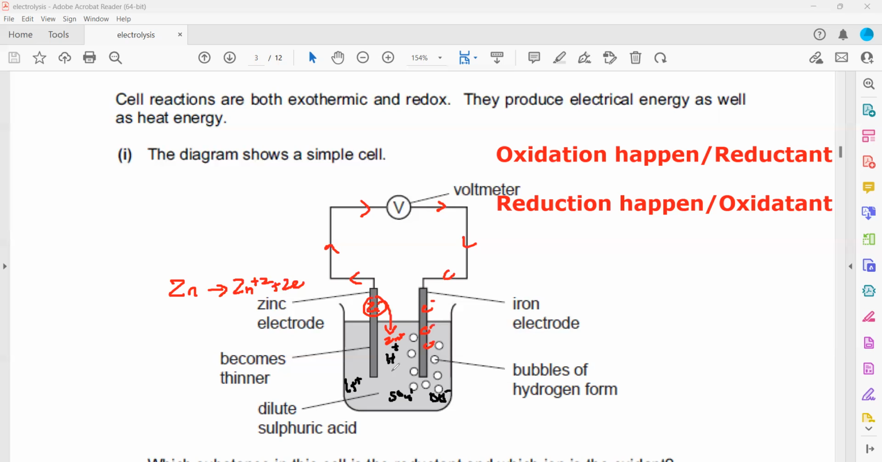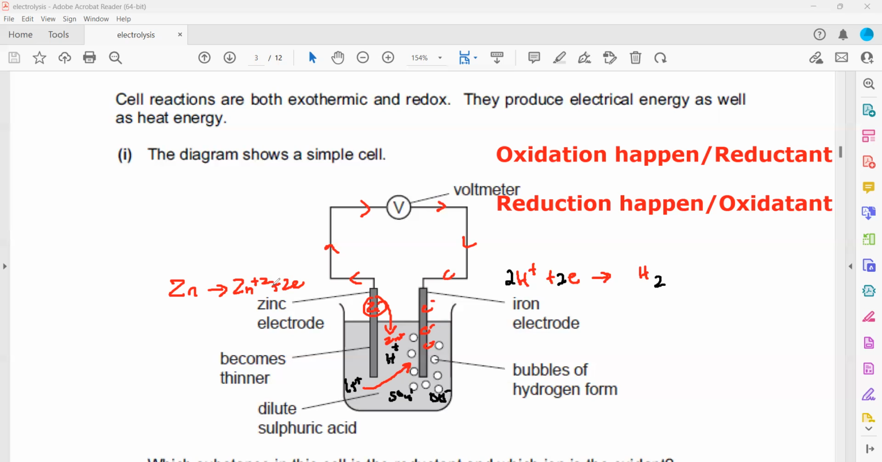When these electrons stop here, they will attract the hydrogen ions. When one hydrogen ion is there, it will take one electron and form a hydrogen atom. When two hydrogen ions are there, they will take two electrons and form hydrogen gas. That's why you can see the bubbles on the other side, and the size of this zinc electrode will decrease.